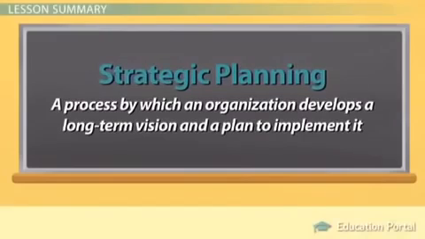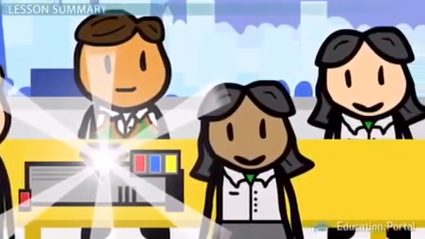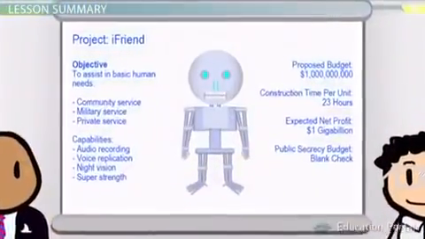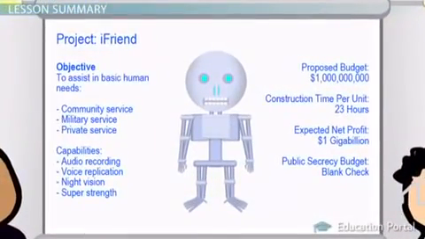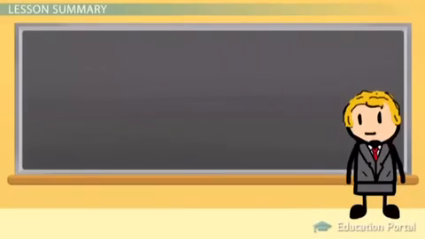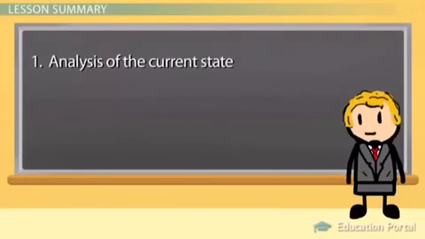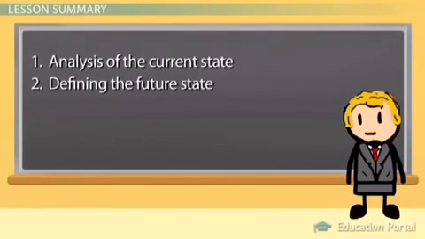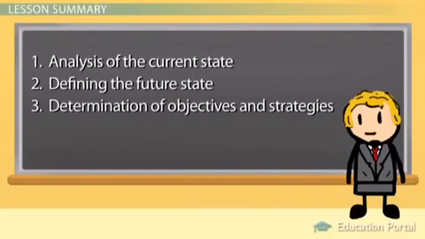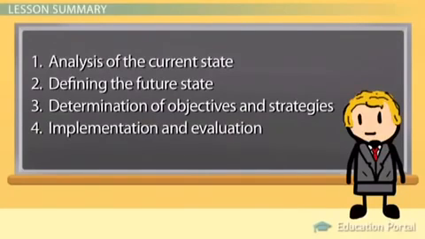Strategic planning is a process by which an organization develops a long-term vision and a plan to implement it. The process requires you to analyze both the internal and external environment of the organization. Typical steps in strategic planning include an analysis of the current state, defining the future state, developing objectives and strategies to achieve the vision, and implementation and assessment of the plan.